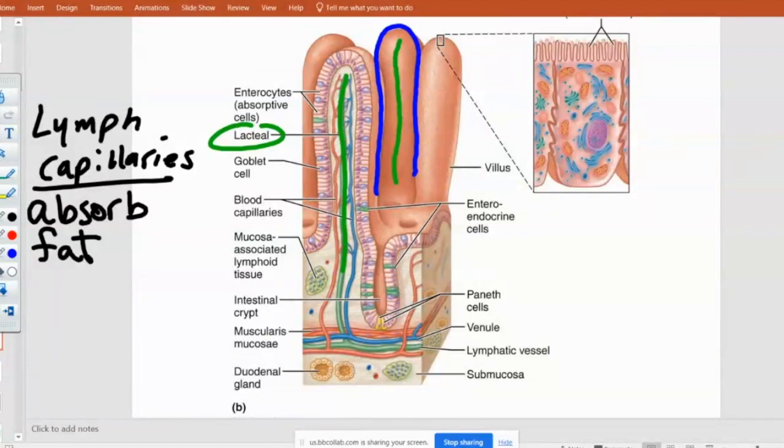So the body created this lymphatic network, and it has cool little flap valves, and the big fat molecules just move right in. So the way that we absorb enough fat to be alive and to do everything we need is with lymphatics. So it is our number one mechanism for absorbing fats. Pretty cool.